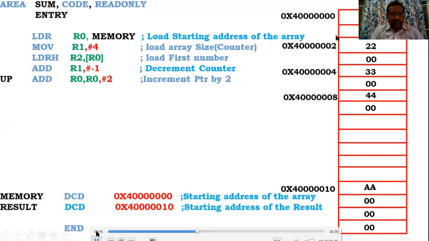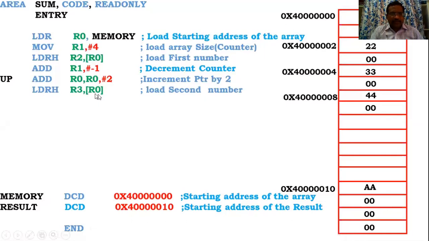So next what you should do, LDRH. The next value you are moving into R3. The first value you moved into R2, and the next 16-bit value you are moving into R3. LDRH means load half word. So whatever the value, that means 0022, that you are moving into R3.